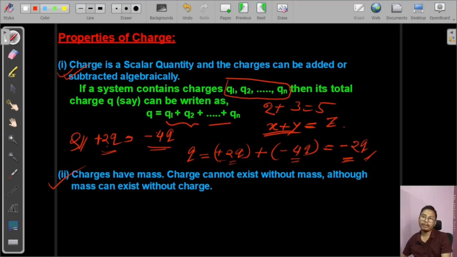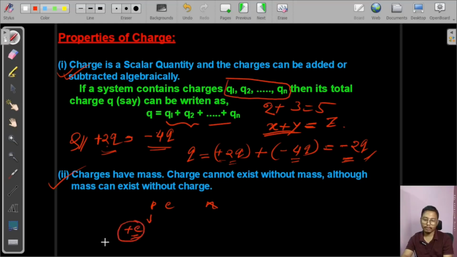For example, you can take one example of one atom. In an atom, how many subparticles are there? Three subparticles, right? One is proton, another is electron. One more subparticle is there, that is neutron. Proton, electron, and neutron. Proton has a charge, that is what? Positive charge, right? Whose value is equal to that of an electron.